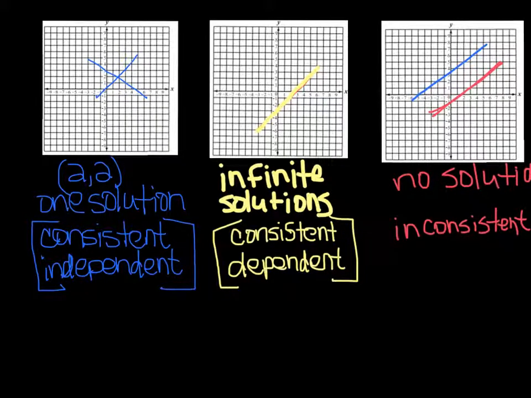All right, let's go back over that. If the two lines cross, you will have an ordered pair as a solution, and that is consistent, independent. If the lines lie on top of each other, like they do in the second graph, you will have an infinite number of solutions, and that is also consistent, but it is dependent. The third thing that can happen is that the lines can be parallel, which means that they have the same slope but different y-intercepts. You have no solution because they never cross, and that would be inconsistent.